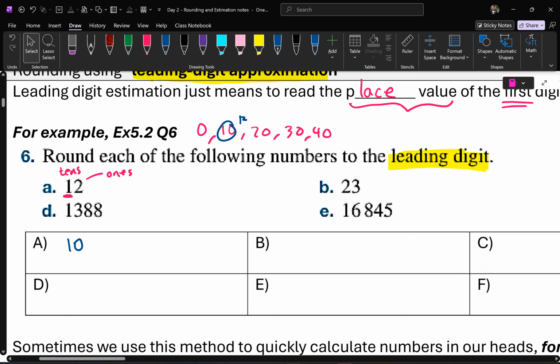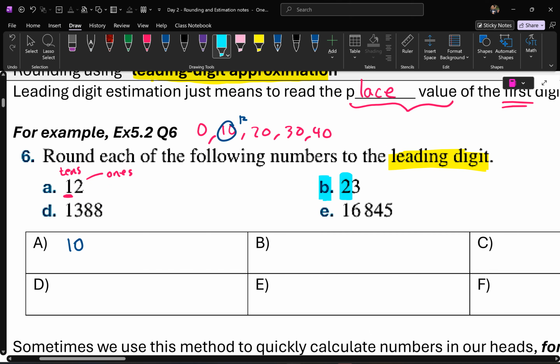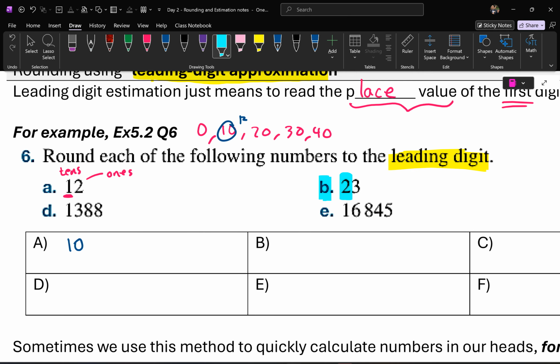Let's do another one. Let's do B. First digit again is a 2. But what place value is that sitting at? Let's go with Liam. First digit is a 2. What place value is that? So you've got ones, tens, hundreds. Ones is the first one, so units. So we say this is the ones. So the next one must be tens. Tens. Very good. So we've got 10, so that's 20. So that's your tens.